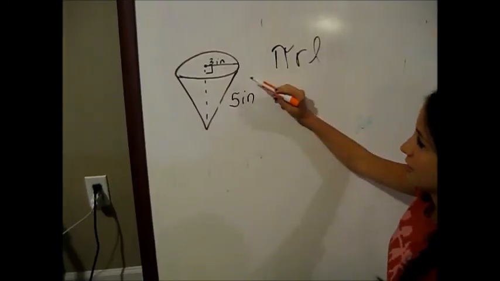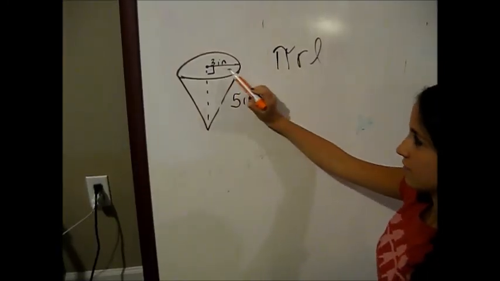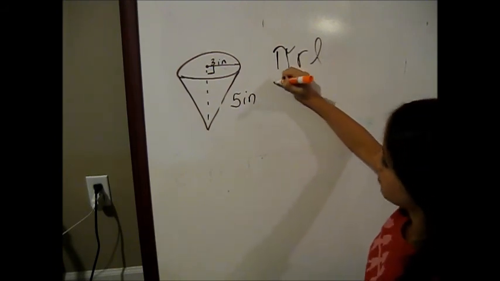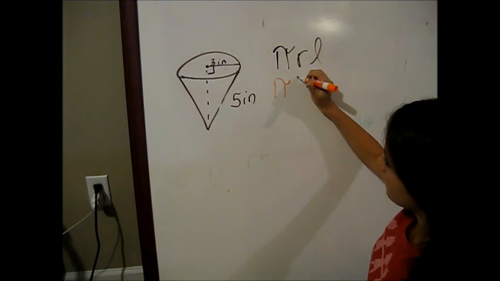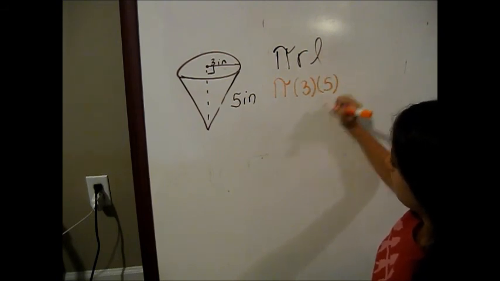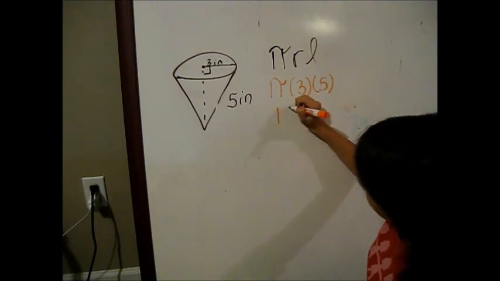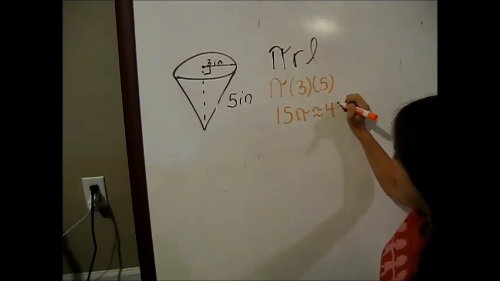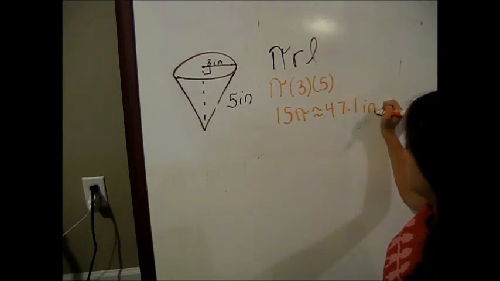So we already measured out our cone and it has a slant height of 5 inches and a radius of 3 inches. So this is the formula for lateral area, so all you have to do is plug it in. So this is 15 pi, or about 47.1 inches squared.